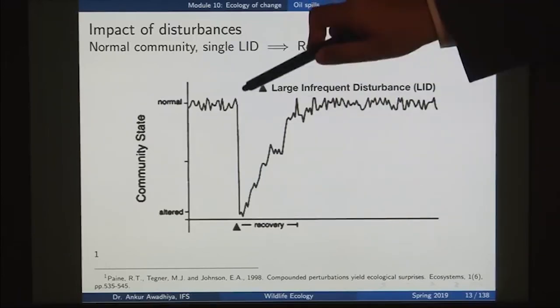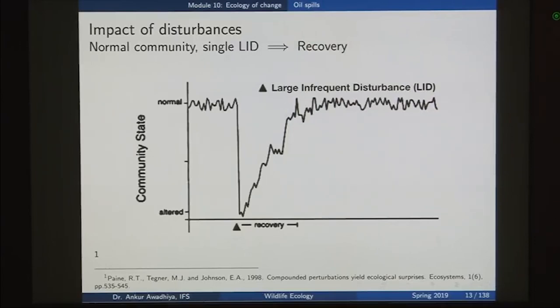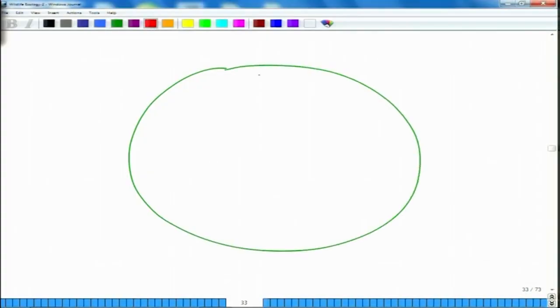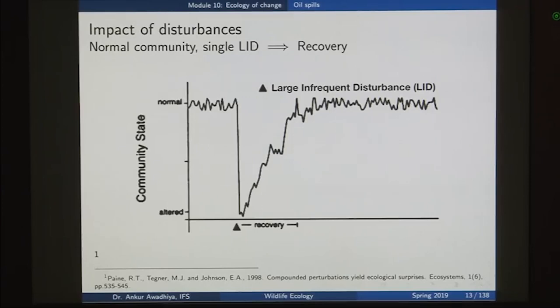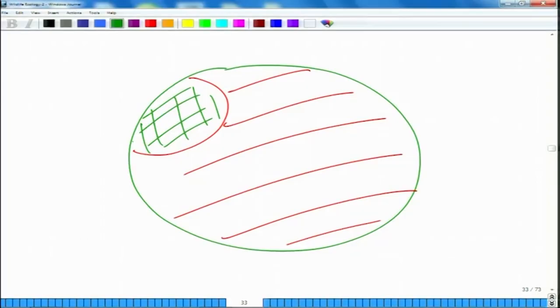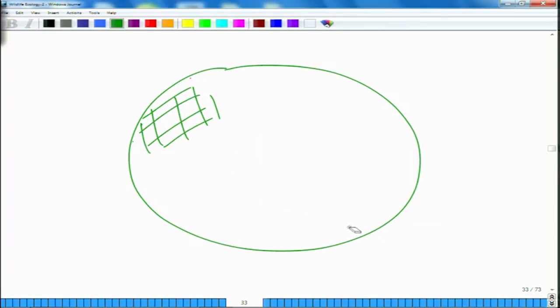Now, at this time point, there was a large and infrequent disturbance. Such a disturbance could be things like a forest fire. So, you have this community and there is a forest fire that consumed a major portion of this forest. What would happen then? If this is your forest, you had a forest fire that consumed all of these portions and only a small portion was left. Now, if that is the situation and this community that was left is a normal community, we would start observing the same scenarios that we had observed in the case of population dynamics. So, this would be equivalent to a situation in which there is an island, and in this island this much portion has the organisms and the rest of the portion is now clear. It does not have any organisms.